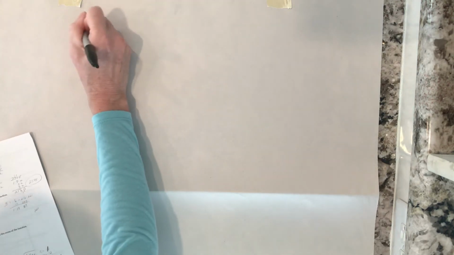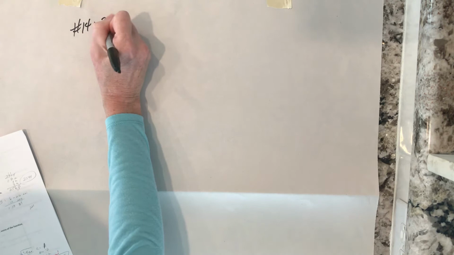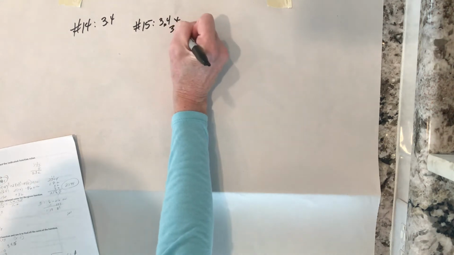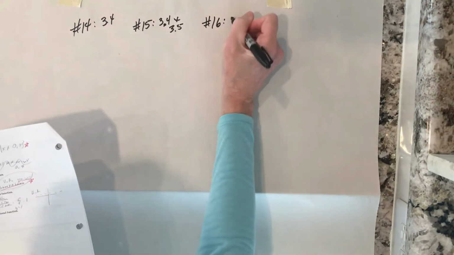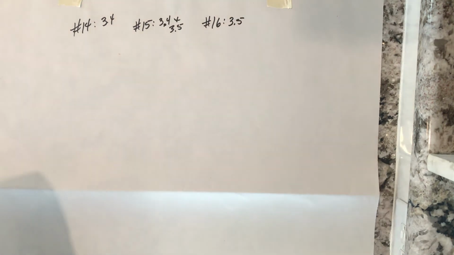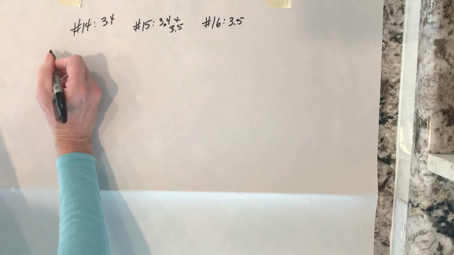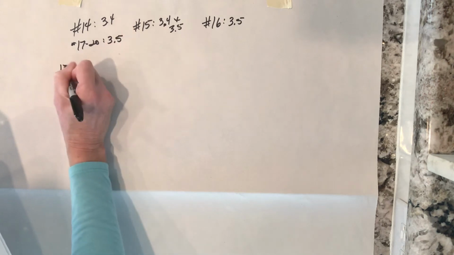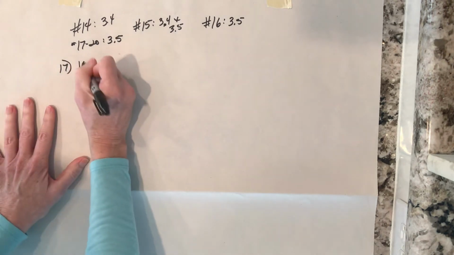Let's see, we have done number 14. Number 14 comes from section 3.4. Number 15 kind of comes from 3.4 and 3.5. Number 16 comes from section 3.5. Okay, all the others come from section 3.5, so 17 through 20, because sounds like I'm going to forget to tell you. Number 17, we're looking for vertical asymptotes.